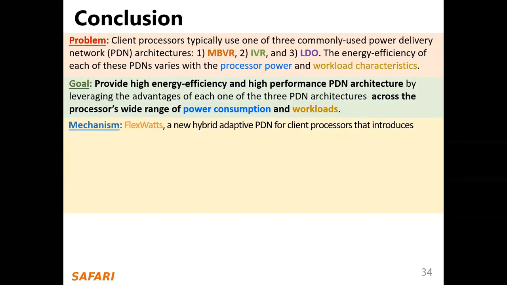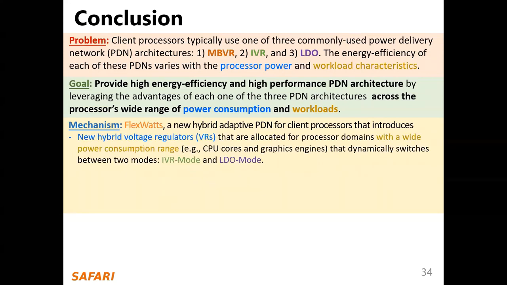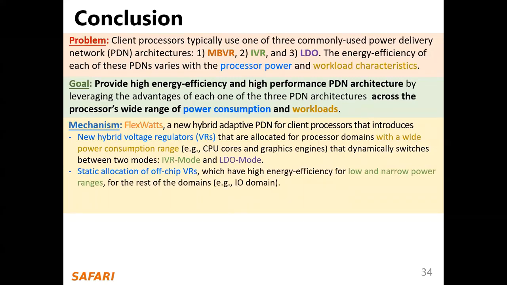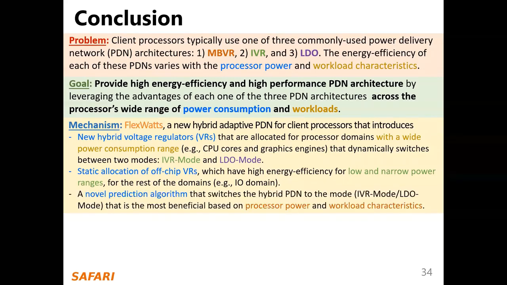To this end, we propose FlexWatts, a new hybrid adaptive PDN for client processors that introduces 3 mechanisms. First, new hybrid voltage regulators that are located for power domains with wide power consumption range that dynamically switch between 2 modes, IVR mode and LDO mode. Secondly, static allocation of off-chip GVRs, which have high energy efficiency for low and narrow power range, for the rest of the domains. And finally, an overlay prediction algorithm that switches the hybrid PDN to the mode that is most beneficial based on processor power and workload characteristics.